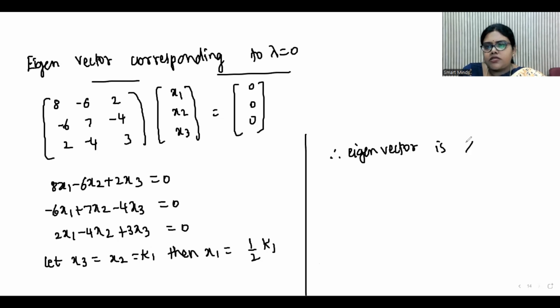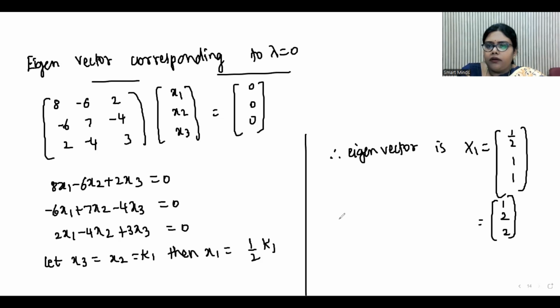Eigenvector x1 is equal to 1 by 2, 1, 1. Now the first number is in fraction. To remove it into a whole number, we multiply with 2. So this will become 1, 2 and 2. What did we do here? Multiplying with 2. So we got one eigenvector.